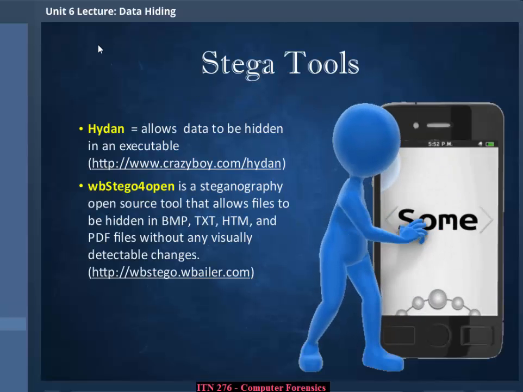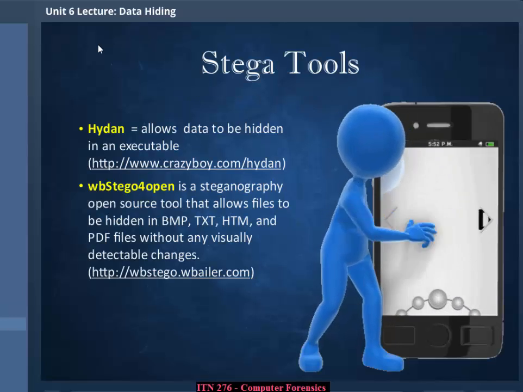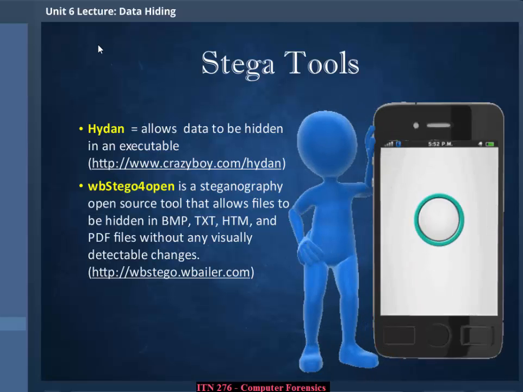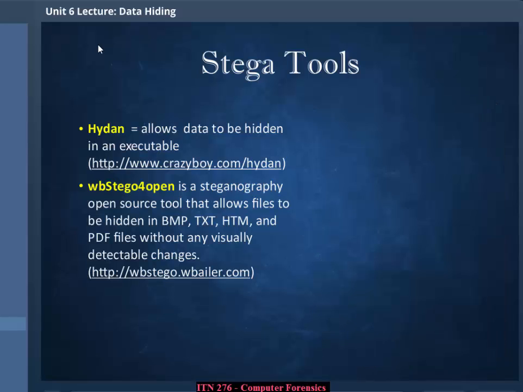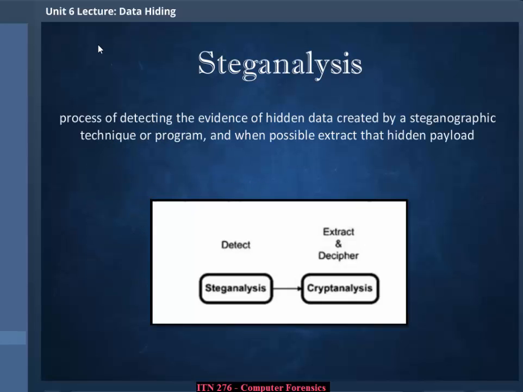Here are some of the many tools that you can use in order to create steganography. Hidden is one of them, and you have the link here. And WB Stego for Open is another tool. This is just an example of a lot of tools that you can find in order to create steganography.